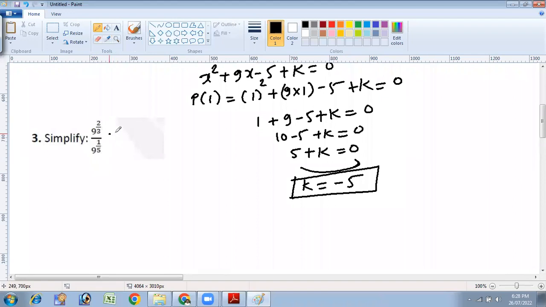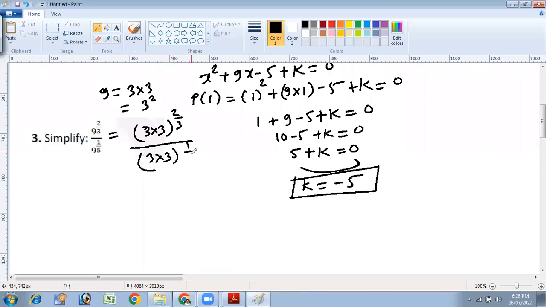Look here. We know that 9 we can say is a square of 3. 3 3s are 9, so we can say it is 3 square. How can we write 9? 3 multiplied by 3, bracket raised to 2 by 3. Here we can say 3 multiplied by 3, bracket raised to 1 upon 5. So we can say (3 square) raised to 2 upon 3, and here again (3 square) raised to 1 upon 5.